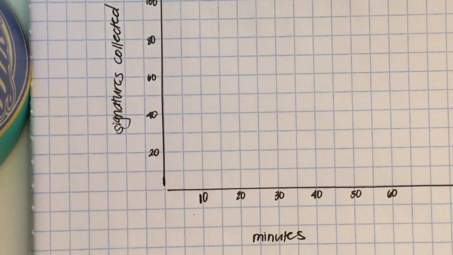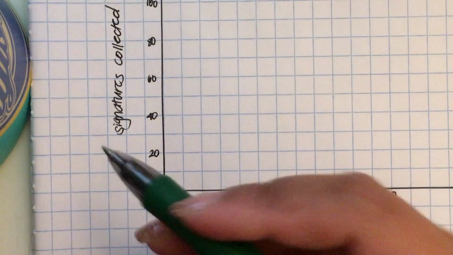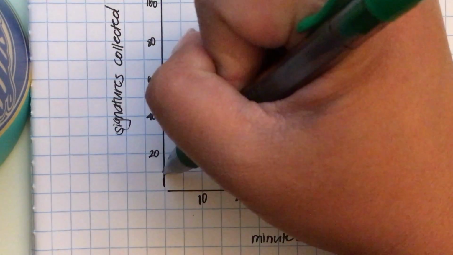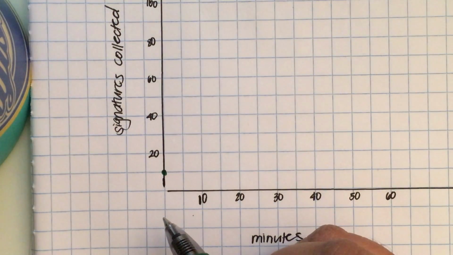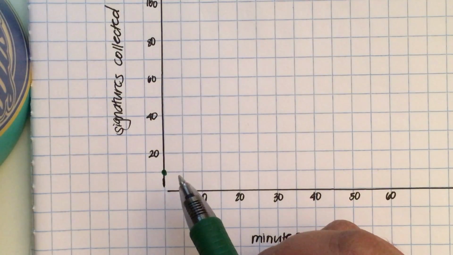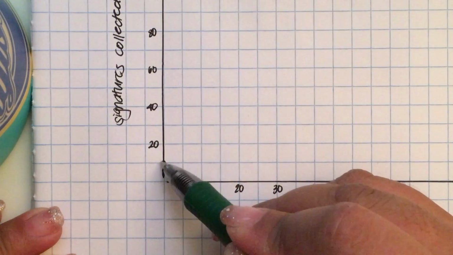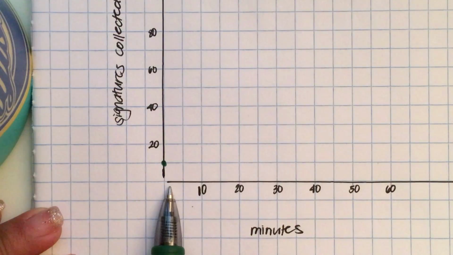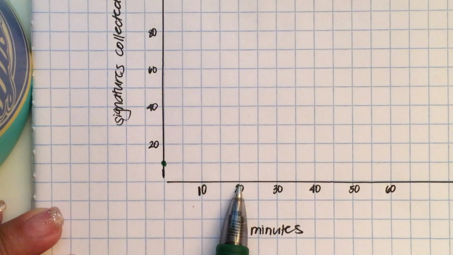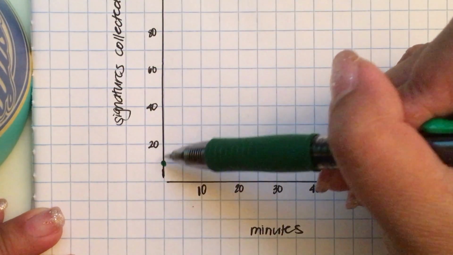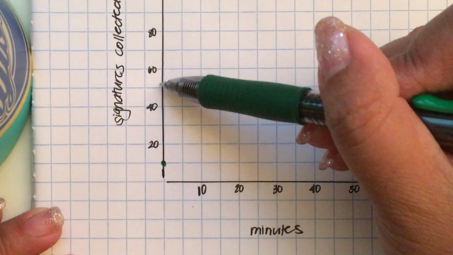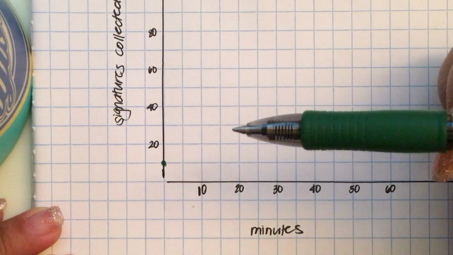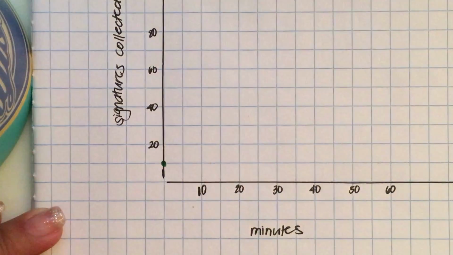So here we go. We're going to start off with Warren, who collected 10 signatures to begin with, and he's going to be collecting at 4 signatures per minute. So this is going up by tens, and for its run, the x-axis is going by 5s. If it were going by 1s, you could easily just go 1, 2, 3, 4, and then over 1. But since it's not, we'll go ahead and do by 5.